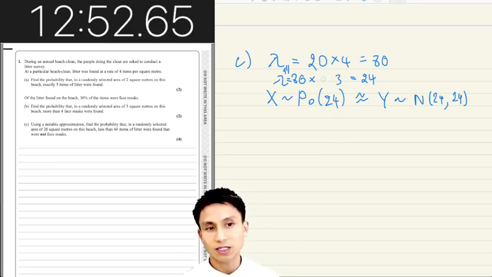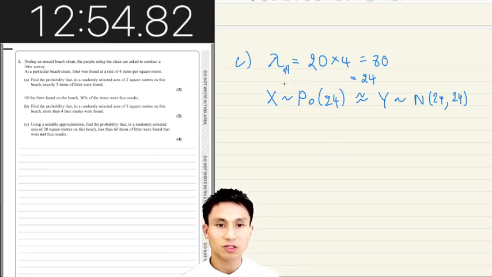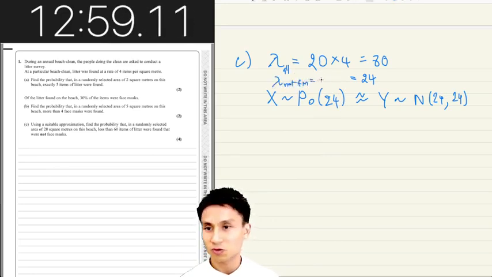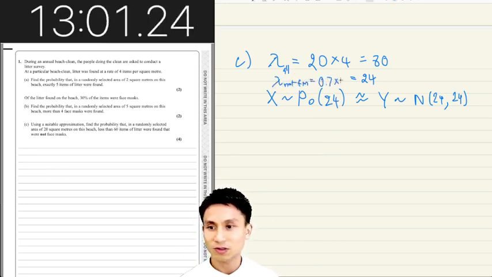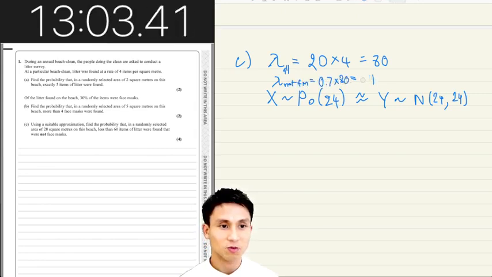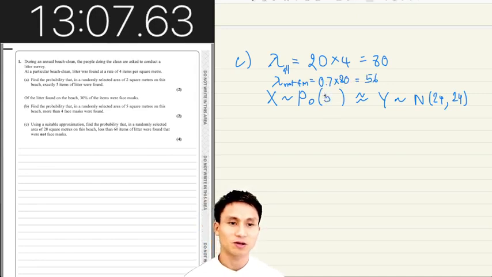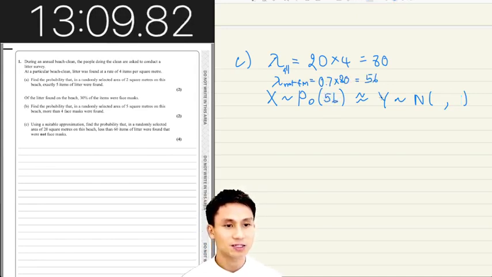No, we need to change this to a 0.7. So it's going to be the opposite. So this is lambda not face mask would be equal to the opposite, 0.7 times 80. So that would be 56. Yeah, that took me a while. Okay, that's a bit tricky, guys. Okay, we're going to use that instead.